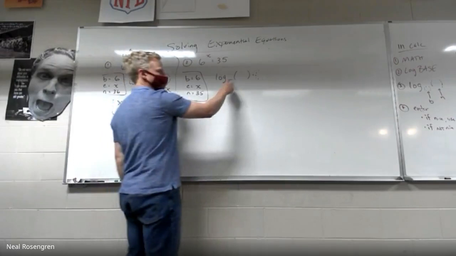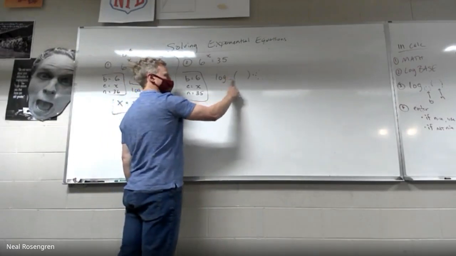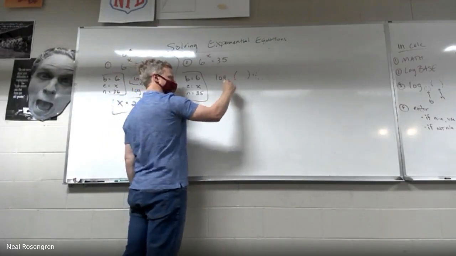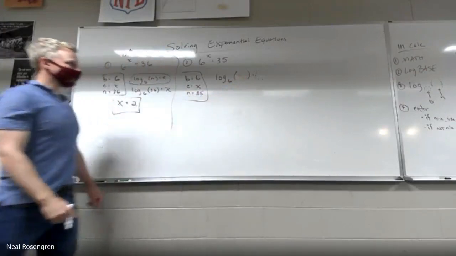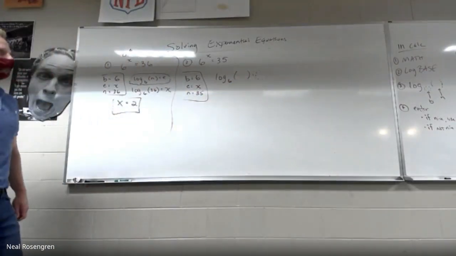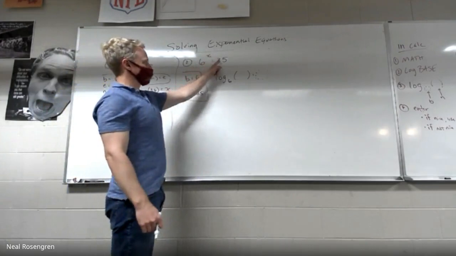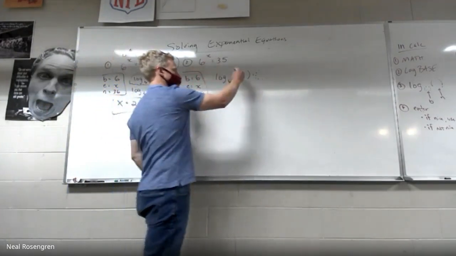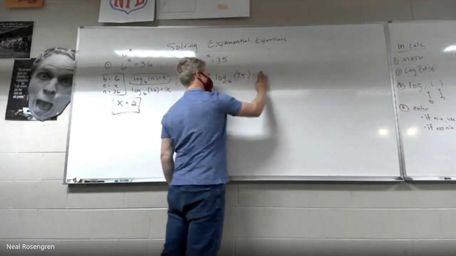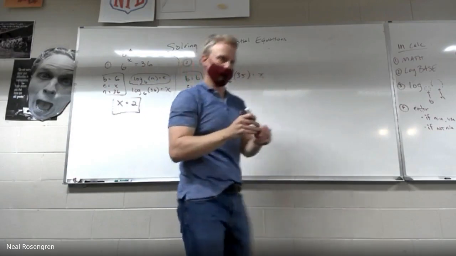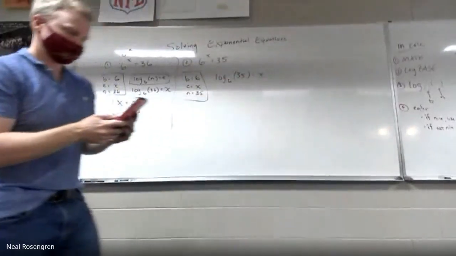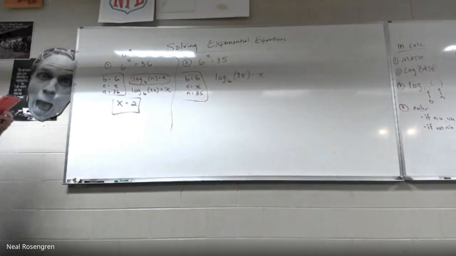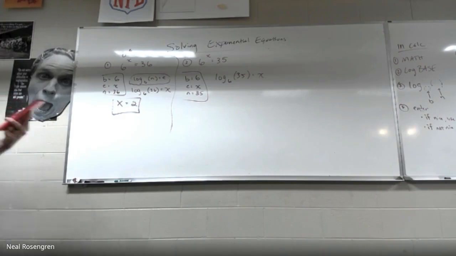So what should go here? Down here? 6. Log base 6 of, right, these kind of switch places, equals x. That's nice. Now we try. Log, oh, not the log button that's on there. I got to go math. Log base 6, right arrow, 35.